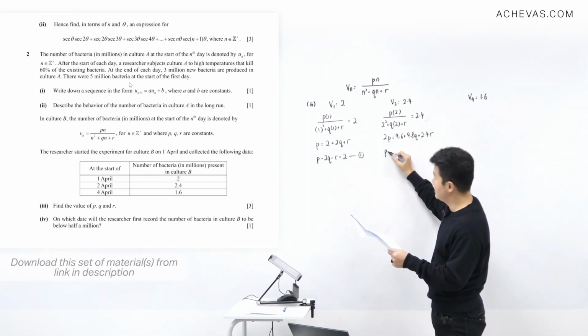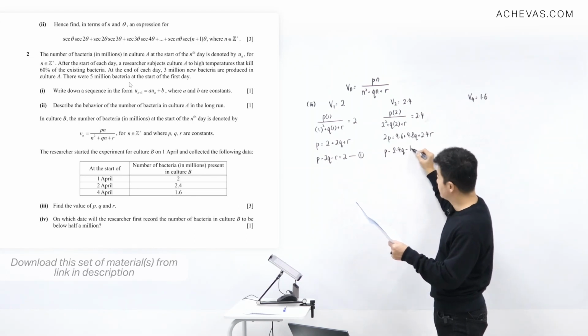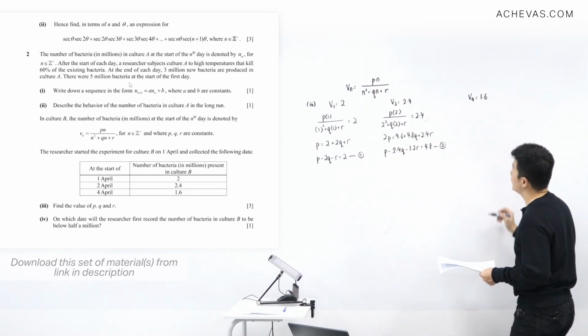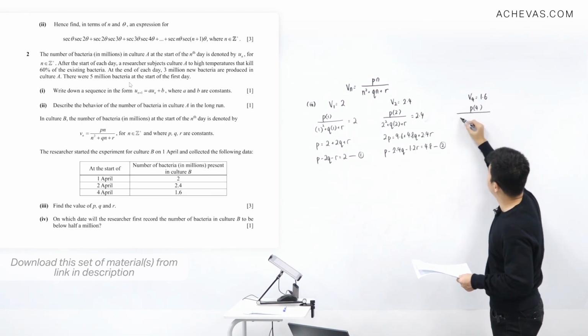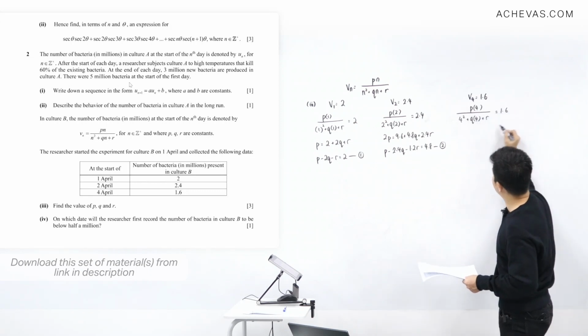P minus 2.4Q minus 1.2R. This is equal to 4.8. This forms for me equation number 2. As for V4, that is when n is equal to 4. So it is going to be P times 4 divided by 4 squared plus Q times 4 plus R. This is equal to 1.6.